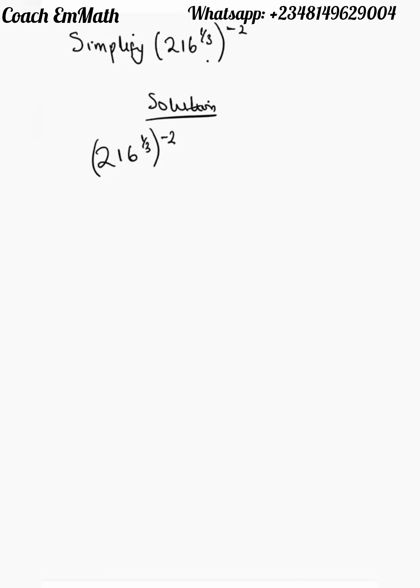So now the first thing I'm going to do is to remove that bracket. And how do I remove that bracket? By simply multiplying the powers. So I'm having 216 raised to the power of 1 over 3 times minus 2. Now remember that minus 2 has a denominator of 1. So this is going to become 216 to the power of 1 times minus 2, which gives me minus 2, over 3 times 1, which gives me 3. So at this point I'm having 216 raised to the power of minus 2 over 3.